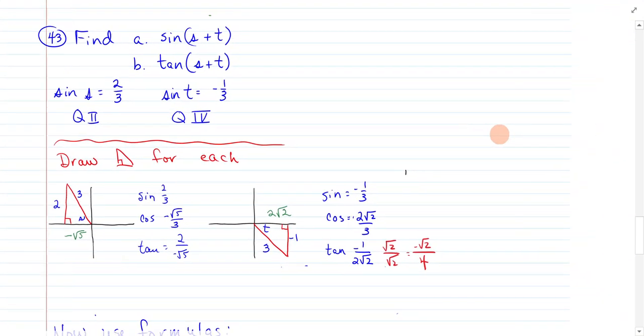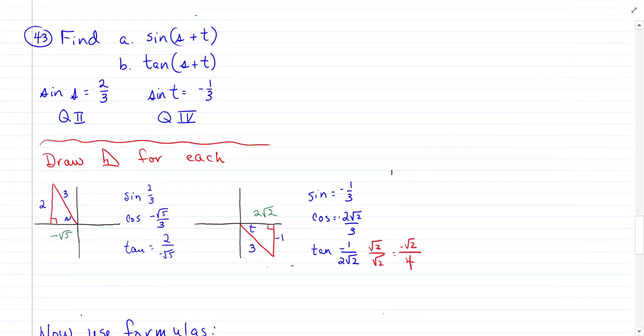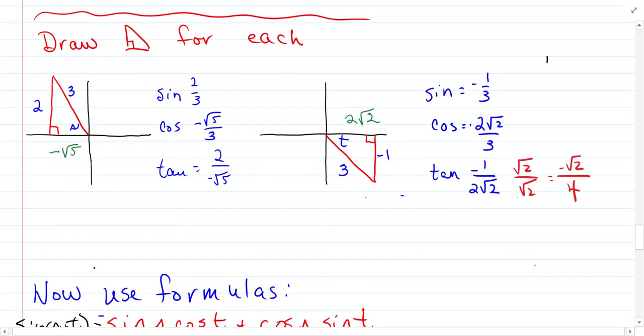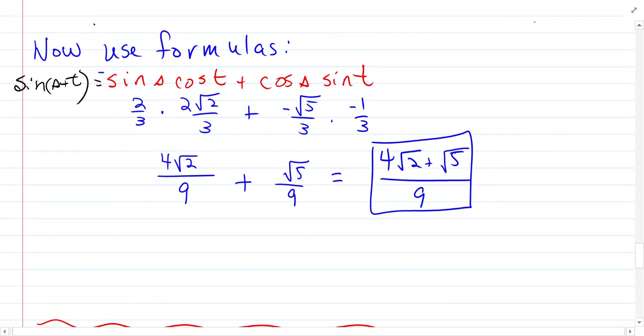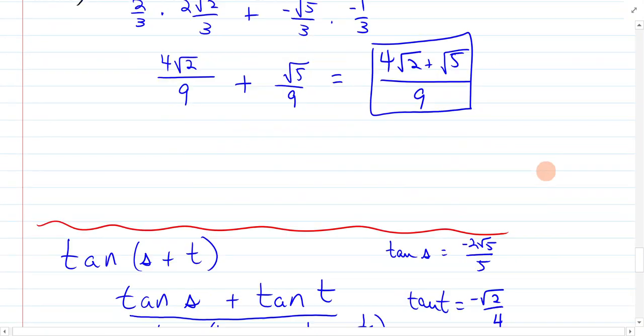43 is one of those where you're given two functions in two quadrants, and we're supposed to find the sine difference and the tan difference. So again, you're drawing a triangle for each one, make that a little bigger, in the correct quadrant, find the missing piece, go ahead and write all three out, what you get. So we have sine, cosine, and tan, sine, cosine, tan. Then you just use the formulas like we've been doing, filling in the pieces, multiplying or adding, and then simplifying.